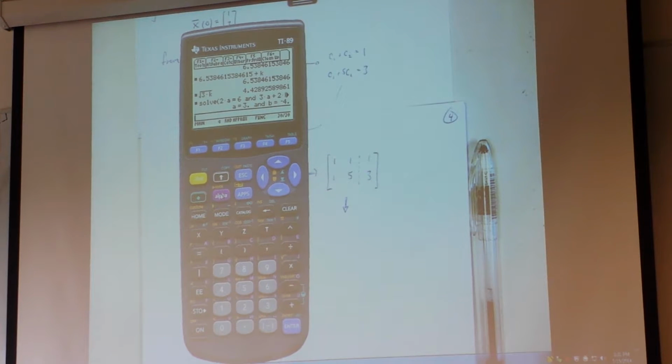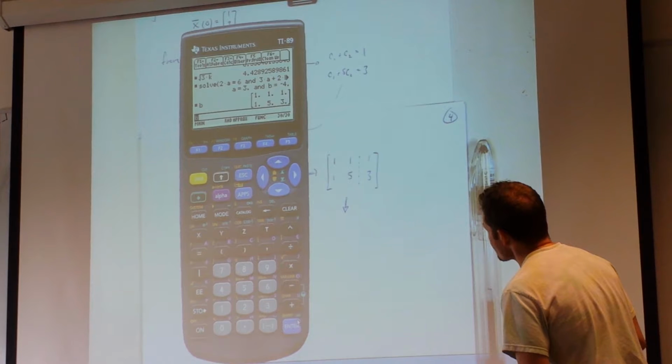And just to check it out, I could hit alpha again and call up B and hit enter, and just to see if it's saved in there, right? 1, 1, 1, 1, 5, 3. Okay. So there's that matrix.